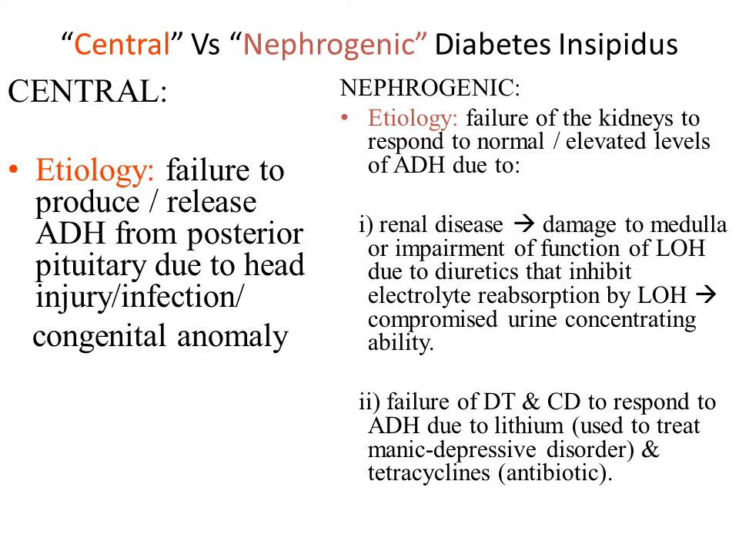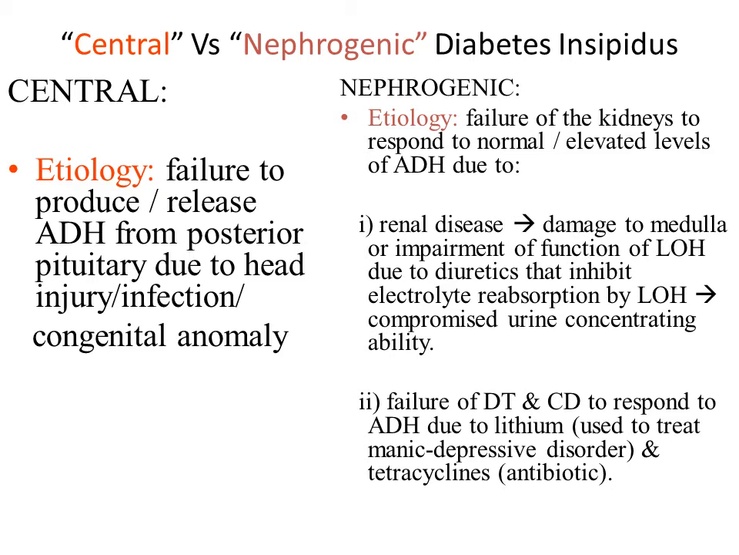Whenever there is failure to produce ADH, it is known as central diabetes insipidus, and whenever the kidneys do not respond to ADH, this is known as nephrogenic diabetes insipidus. The cause of central diabetes insipidus is failure to produce or release ADH from the posterior pituitary. It could be because of head injury or infection, or it could be a congenital anomaly.